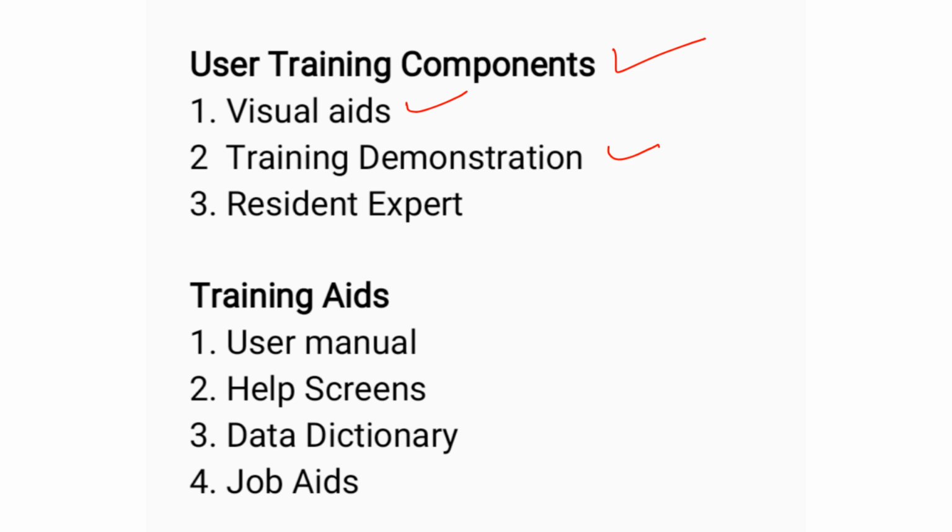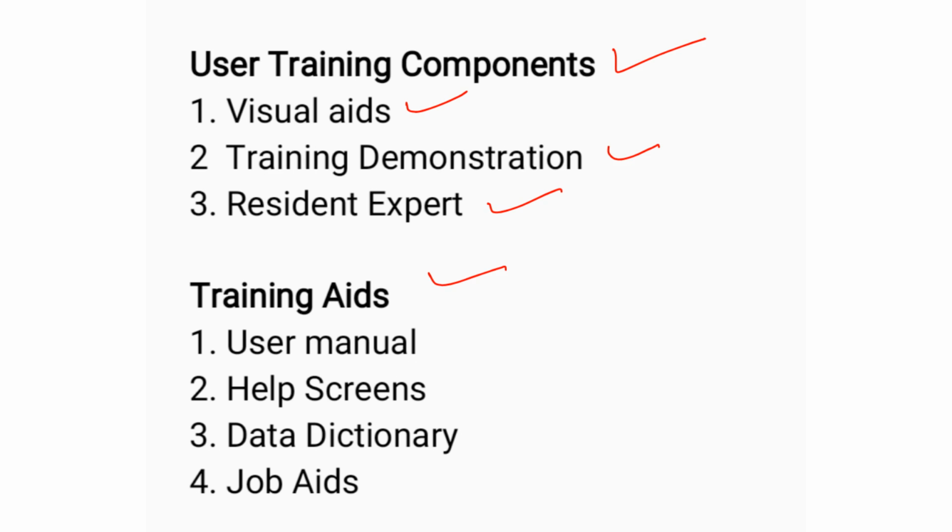Then training demonstration can prove to be another important user training component. Live demonstration with close interaction with the users will add to their learning. Then a resident expert, a person who will be staying there, an expert in using the system. Whenever the training program is happening and whenever the users start using it, that person will help them, so they can seek guidance from this expert. So these are some of the user training components.